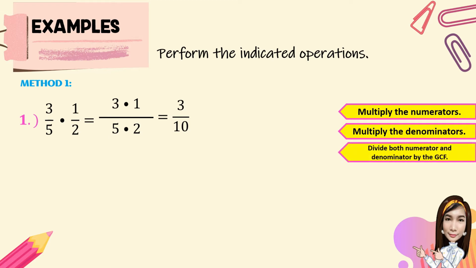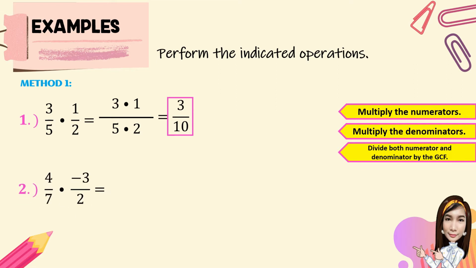For the last, divide both numerator and denominator by the greatest common factor or GCF. Now, as you notice, 3 and 10 have no common factor. Therefore, that is the final answer.